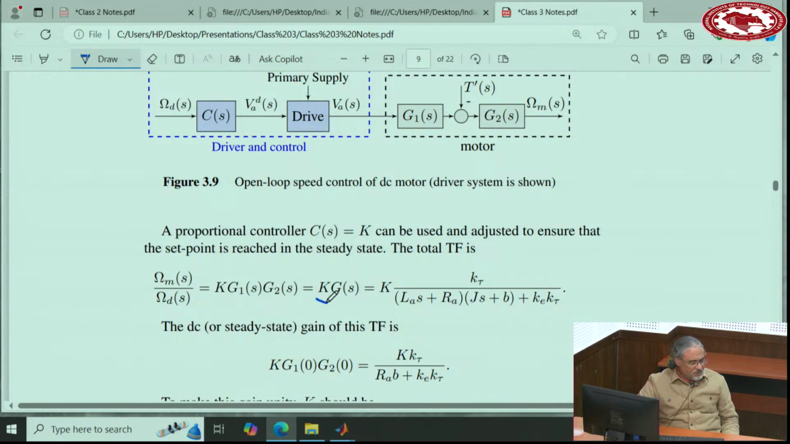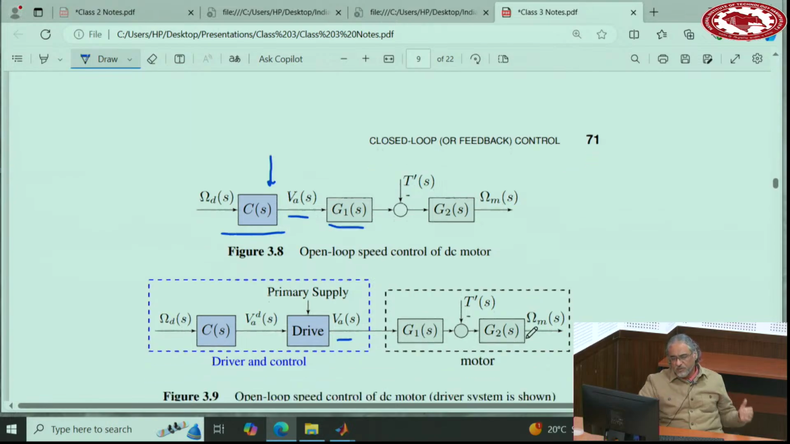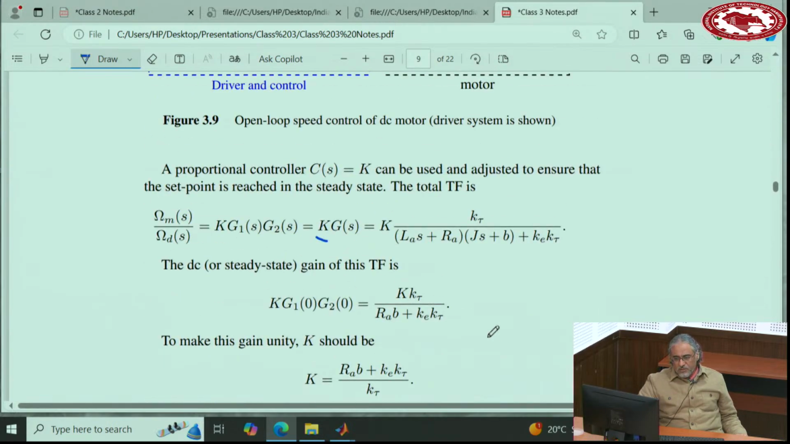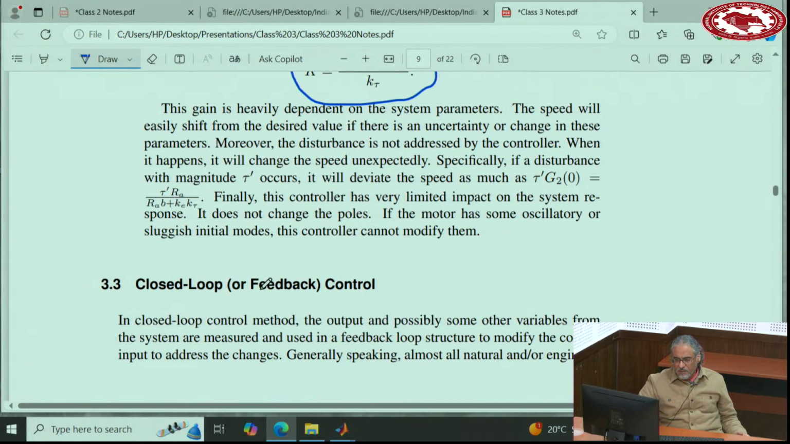And then you only need to adjust this K such that the amount of voltage that arrives here or here is sufficient to run this machine at that given speed. So you can solve the equations and derive it. So K into G1(0) into G2(0), that's the DC gain of this system. That will be equal to K tau divided by this one. You put s equals 0. That should be 1. And then from there you find K.